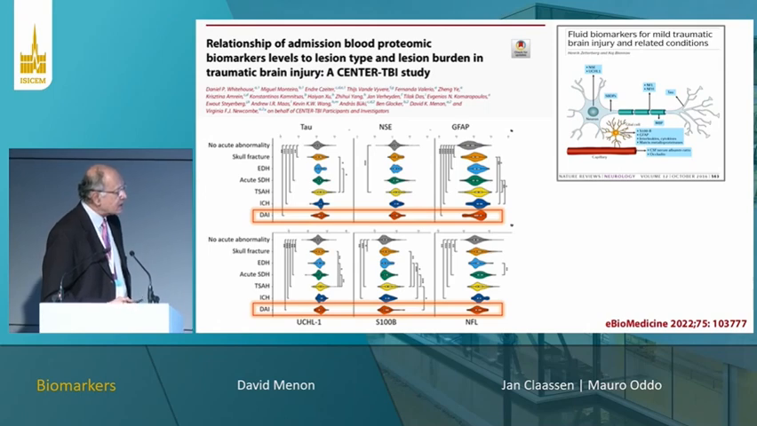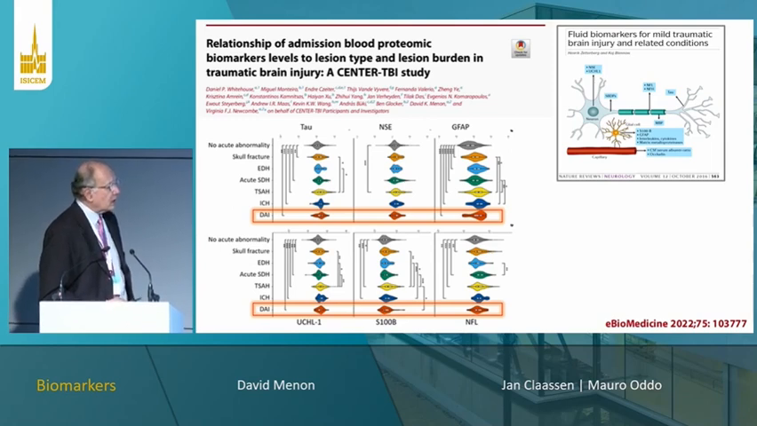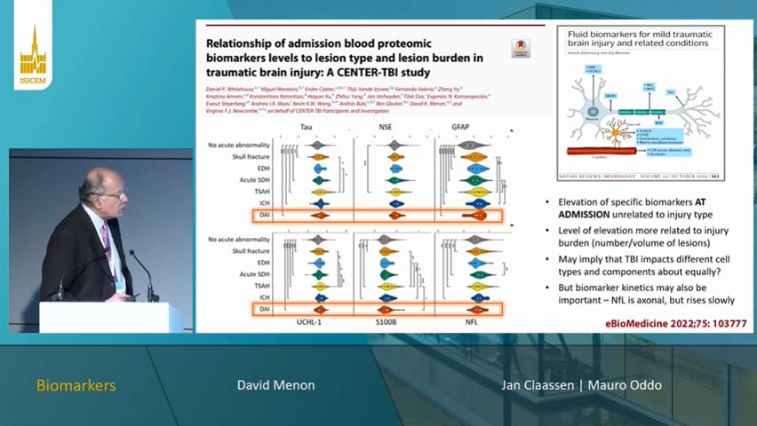But the issue is this, that when you looked at the diffuse axonal injury patients, they were really no different from the other patients at all in terms of biomarkers, and specifically tau, top left, and NFL, bottom right, were not significantly different, and these are axonal and dendritic injury markers. So it looks as though the elevation of specific biomarkers at admission, this is within the first 24 hours, is unrelated to injury type. And the level of elevation is more related to injury burden.